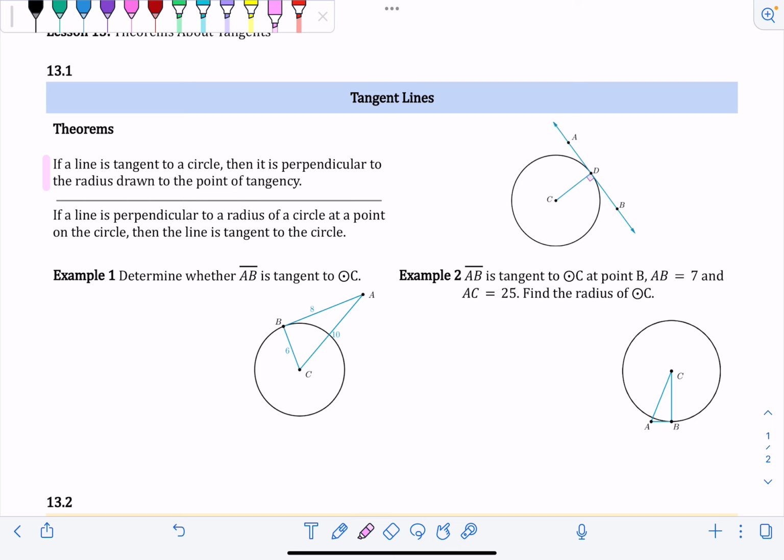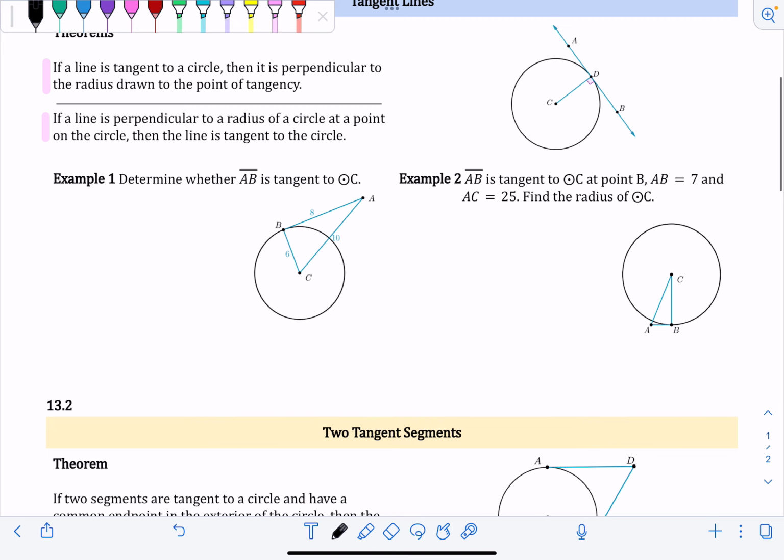And then the second theorem is just the converse of that original one, which is just kind of like the reverse of it. So if a line is perpendicular to the radius of a circle at a point on the circle, then the line is tangent to the circle. So like we have in this case, we maybe wouldn't know or be given that we have a tangent line, but if we do know that it happens to be perpendicular to the radius, then it must also be tangent.